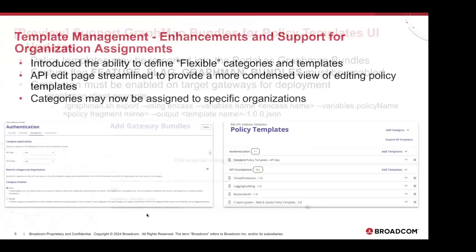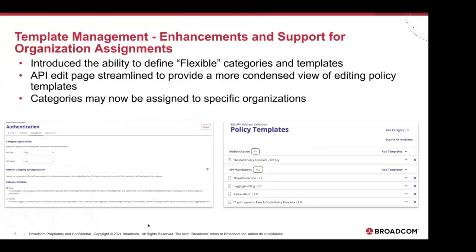Okay, if not, the next item is template management enhancements. We basically have added the new capability to declare some categories and templates as flexible. A flexible category basically means it can appear more than once and can be positioned anywhere in your policy that you're creating for the API when you're editing the API templates. So if you had something like a logging category, for example, and you wanted to log in multiple places, you can now have that same category repeated in different places to do that. The same with templates within a category.